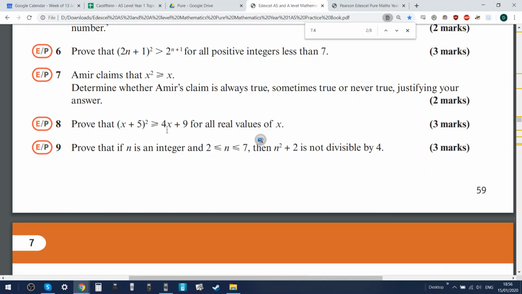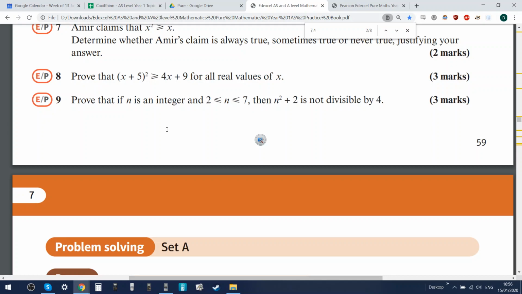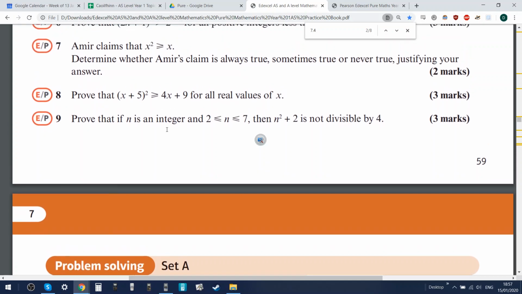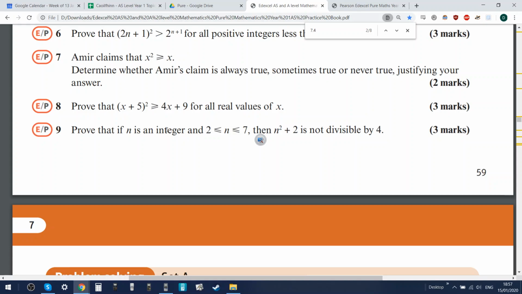How would you do the very last one? Is this like a counterexample? True that if n is an integer... Or exhaustion, because it has to be between 2 and 7. Yeah, I'd say that's exhaustion. So you do 2 squared plus 2 gives you 6. That's not divisible by 4. And then you just sub in all of them. Yeah, you get the idea.